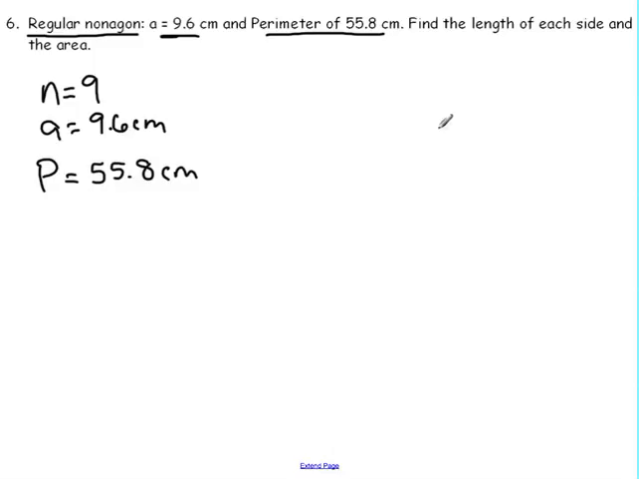So what it sounds to me is find the length of each side. That's the S, and the area. So I have to find A. So S is a question mark. A is a question mark. That's what I need to find.